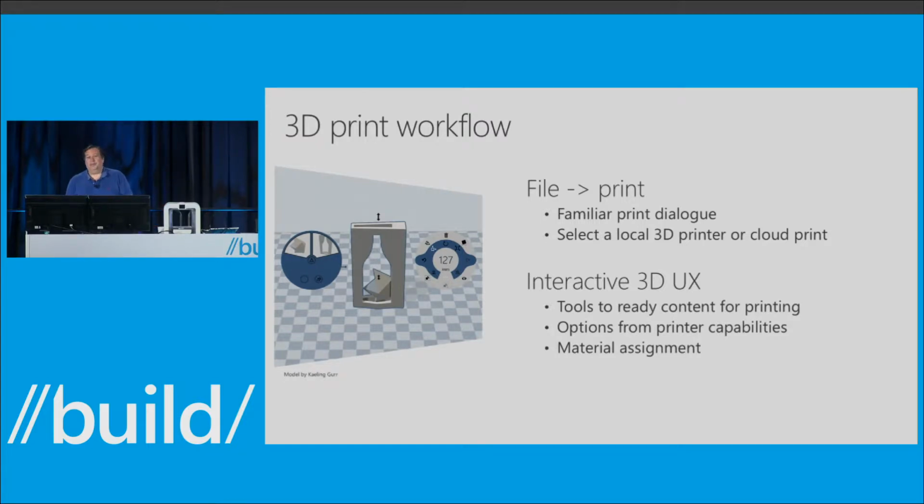Unfortunately, with 3D print, it's a much more complex process to get through than it is with 2D print. So there's options for the printer, which is the same as in 2D. There's material assignment, which is kind of analogous to selecting the right paper to print on. But you also have to be able to look at your objects and to put them on the plate so that they print in the right place. There's a lot of different things to do.